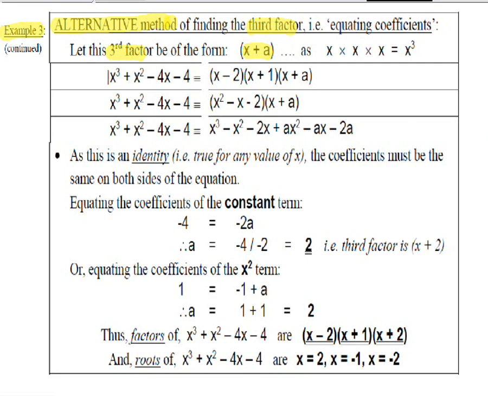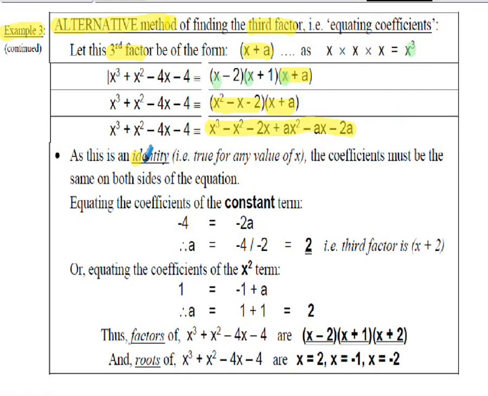Because the x cubed term is basically 1x cubed in the equation, so there's a 1 there. So my third factor must be of the form x plus a, because x multiplied by x multiplied by x must give me x cubed. So what we can do is expand the brackets. Expanding the x minus 2 with the x plus 1 will give us x squared minus x minus 2, and then expanding that with the x plus a, we'll end up with this expression here on the right hand side.